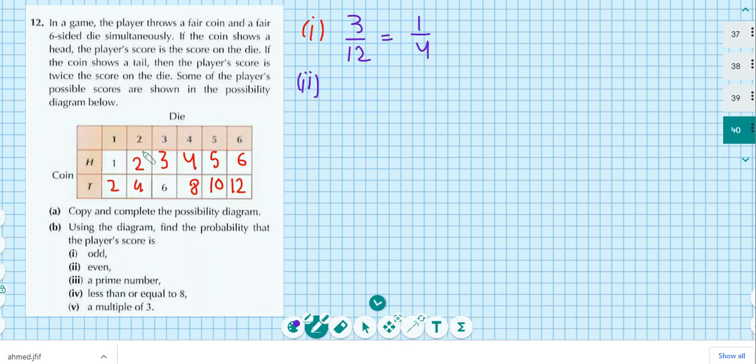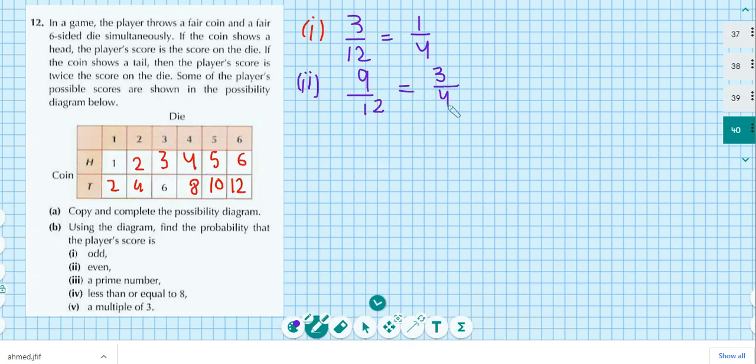Part 2, even numbers. So how many even numbers does it have? 1, 2, 3, 4, 5, 6, 7, 8, and 9. So there are 9 even numbers. The probability will be 9 over 12. So the answer is 3 by 4.